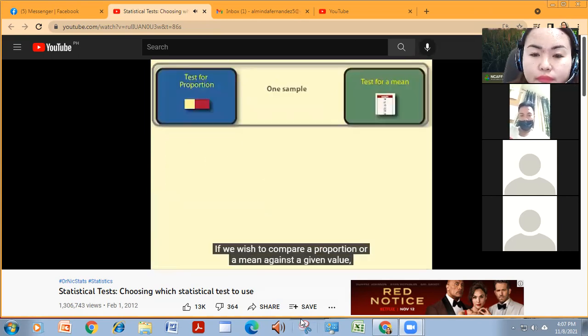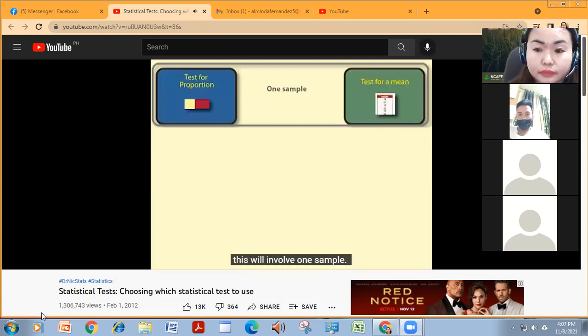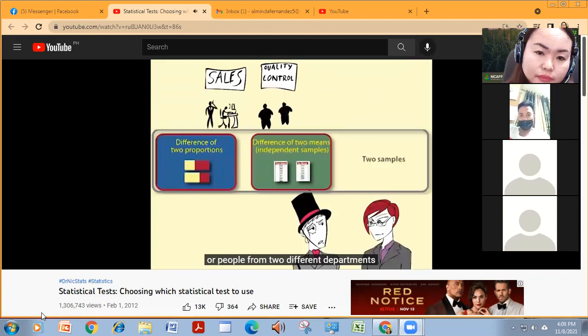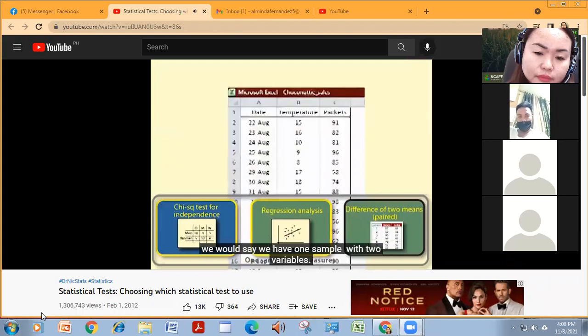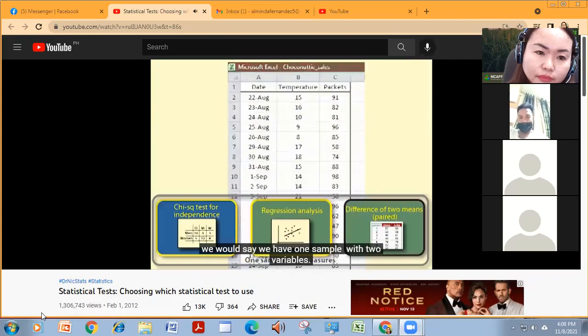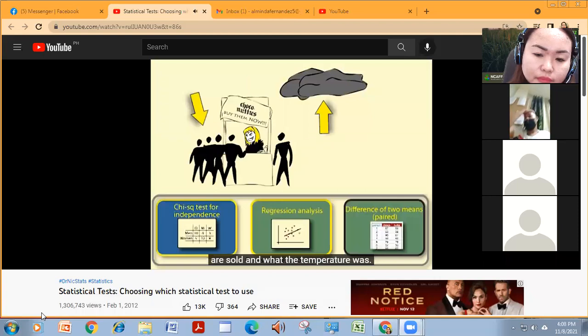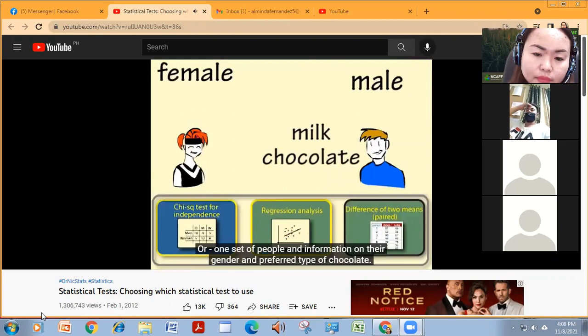If we wish to compare a proportion or a mean against a given value, this will involve one sample. If we are comparing two different lots of people or things, such as men and women, or people from two different departments, then we would have two samples. If we have two sets of information on the same people or things, we would say we have one sample with two variables. An example is one set of days and information on how many chocolaties are sold and what the temperature was, or one set of people and information on their gender and preferred type of chocolate.